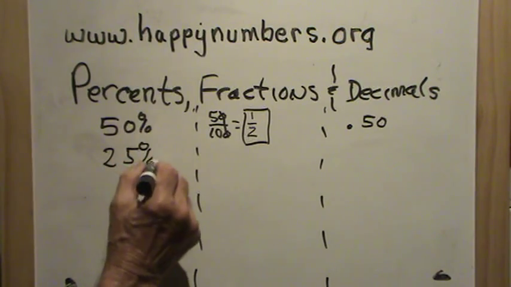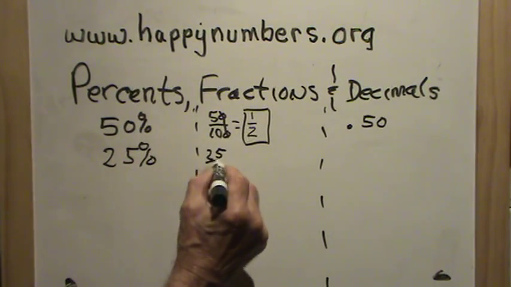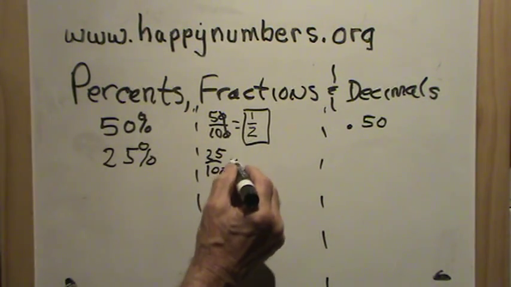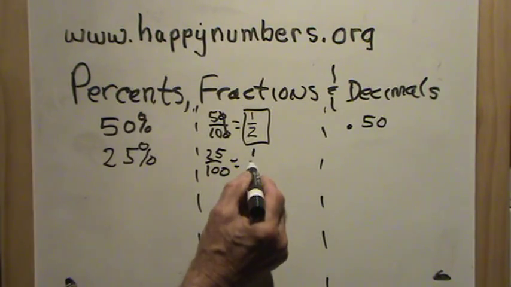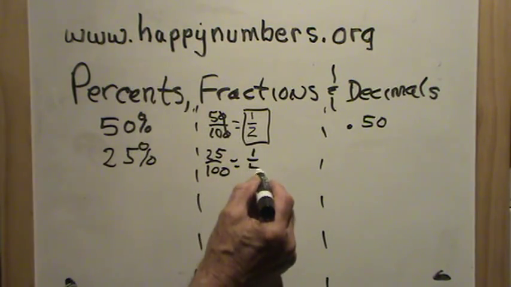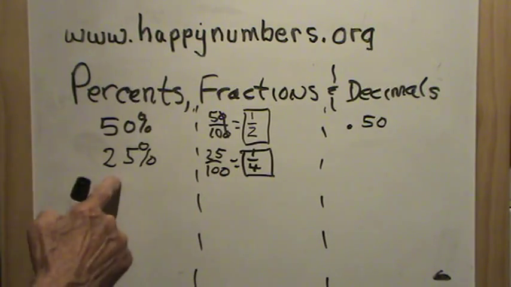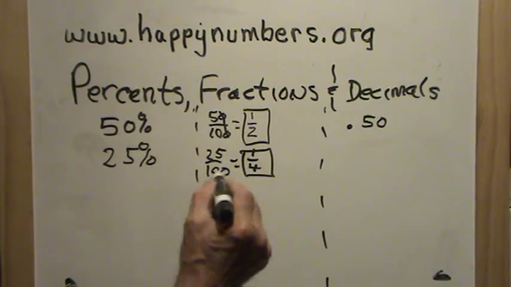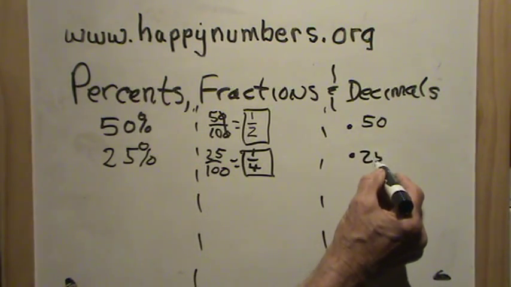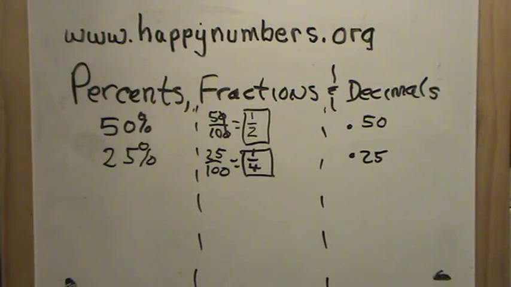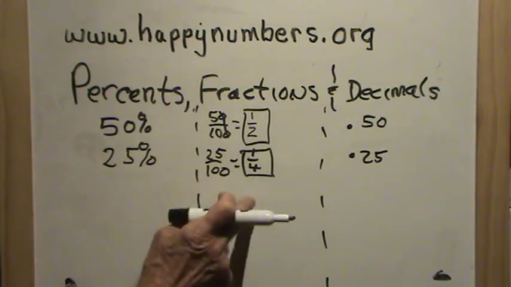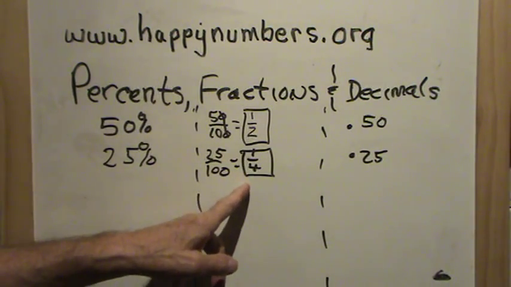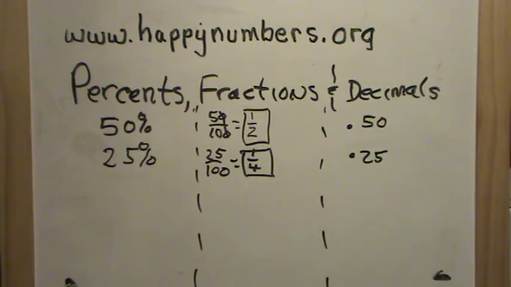25%. Well, that's just 25 over 100 because the denominator 100, and if we reduce this to its lowest name, 25 goes into 25 one time, 25 goes into 100 4 times. So 25% is 1/4. And in decimal form, 25 over 100 is 25 hundredths. And you should know that 25% is 1/4. 25% of a dollar is 1/4 of a dollar. That's 1/4. And 25 hundredths.